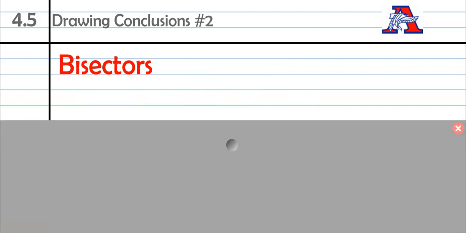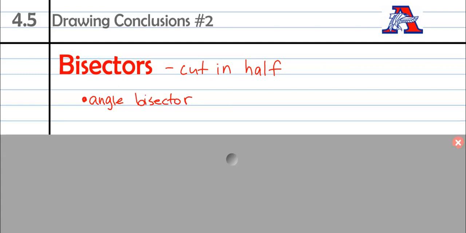And then last thing we need to talk about here is bisectors. There are two types of bisectors. Bisectors means to cut in half. So we could have an angle bisector. So an angle bisector would split an angle in half. Or we could just have a regular bisector, which would cut a side in half, or cuts a side into two congruent parts.